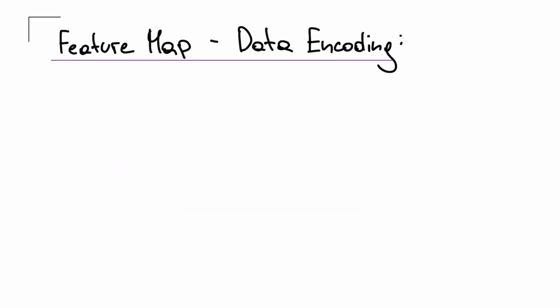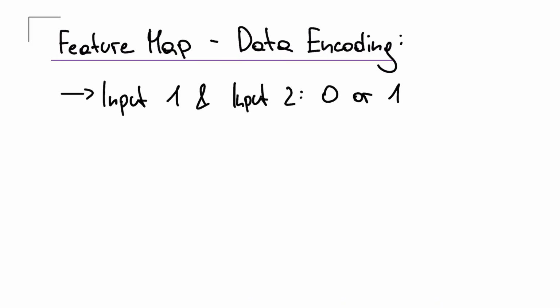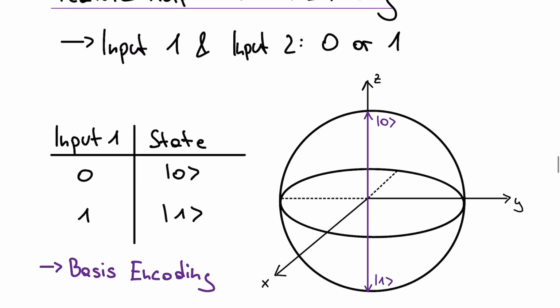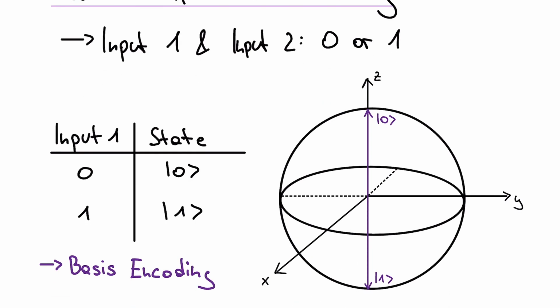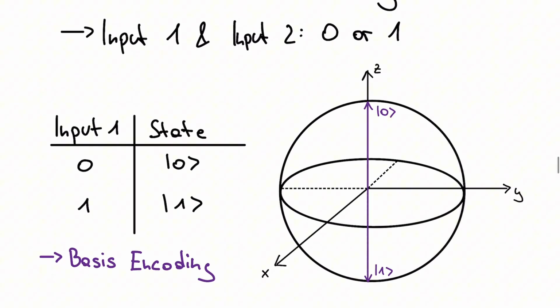What we do in the feature map, or in data encoding, is the following. We start with our classical data, in our case input 1 and input 2, each of which can be either 0 or 1. And now we need to bring these data into our qubits. This is actually very simple. We just say if the input is 0, then the qubit should be in state 0. And if the input is 1, then the qubit should be in state 1. This is called basis encoding, the simplest way of encoding data, and it's designed for binary tasks.